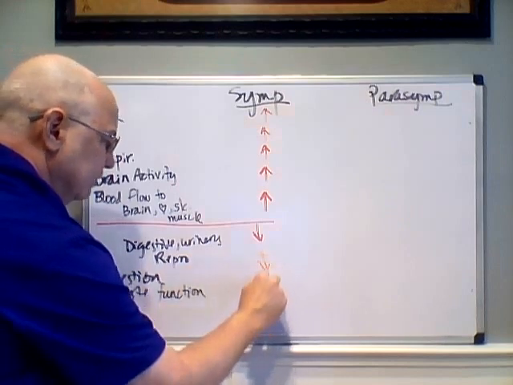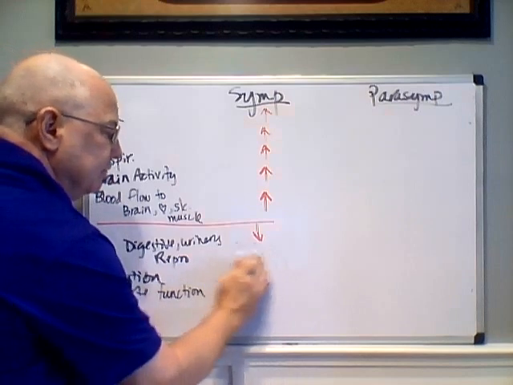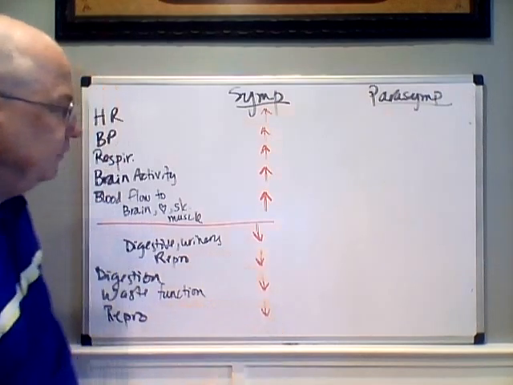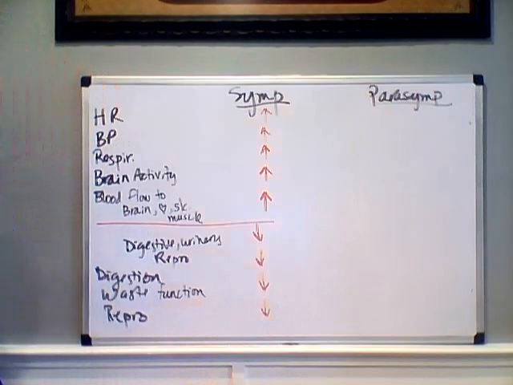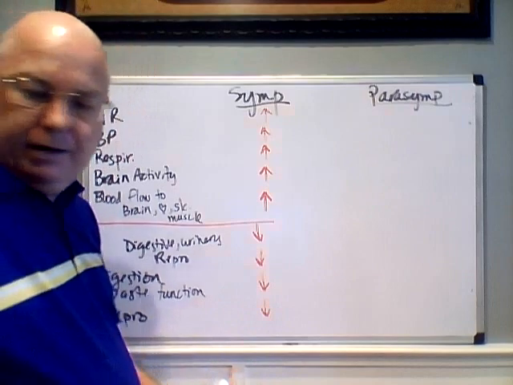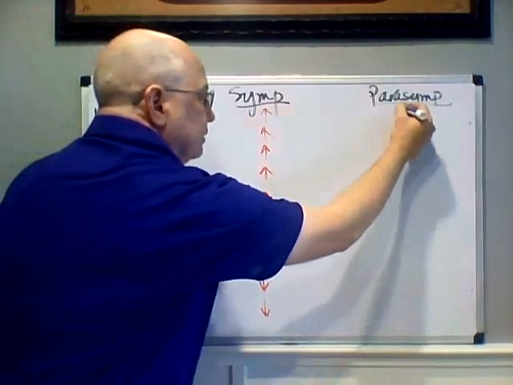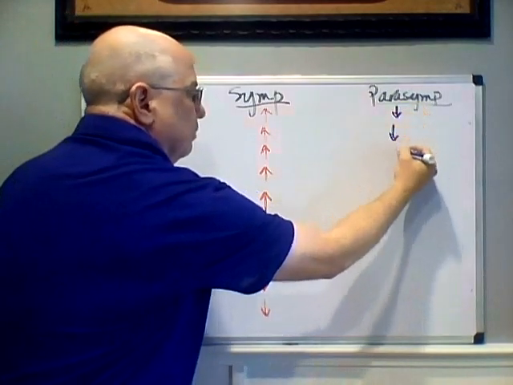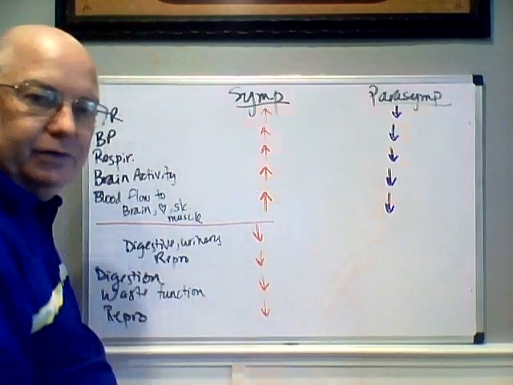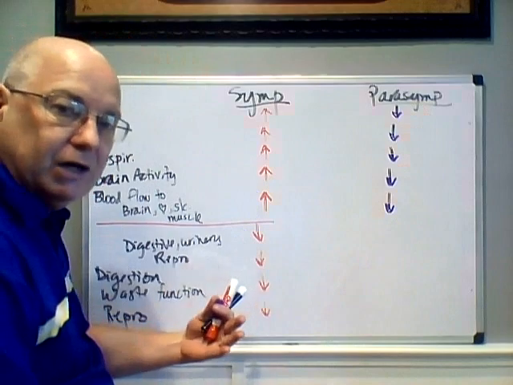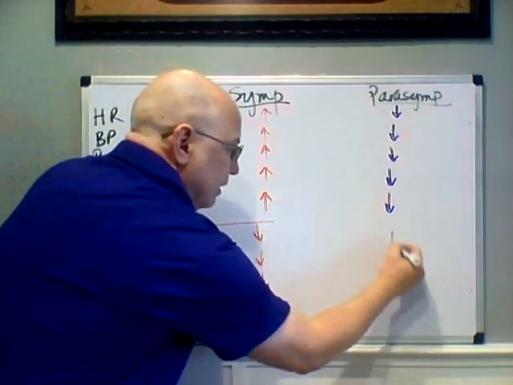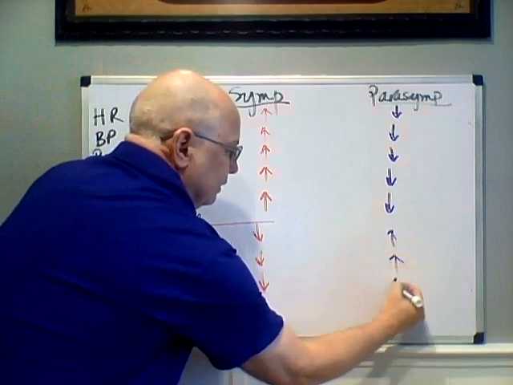I'm going to increase digestive function. I'm going to decrease waste function. I'm going to decrease reproductive function. Okay, in a nutshell. Therefore, over here, I can flip my arrows. Parasympathetic is going to decrease heart rate, blood pressure, breathing rate, brain and skeletal muscle activity, and blood flow to those organs. Because they're not consuming as much energy, I don't need to send the oxygen and glucose there to the bloodstream. I'm going to increase all of these things.